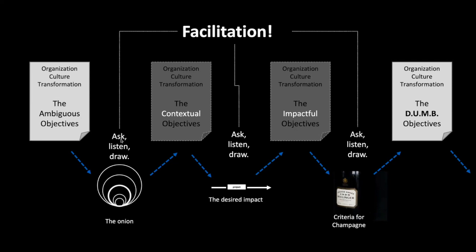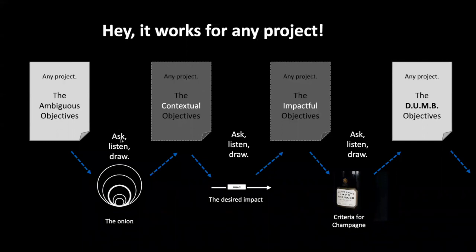And the good thing is, the help doesn't have to be expert on that topic. The help doesn't have to be a person working for that company. As you might have noticed in the exercises, sometimes it's actually better that the person has no idea of the project. And they can start asking questions, listening to you, and drawing things. Simple as that. And hey, for the same price of facilitating change, this actually works for any project. You have some ambiguous objectives, make them contextual, make them impactful, make them dumb. And there you go.